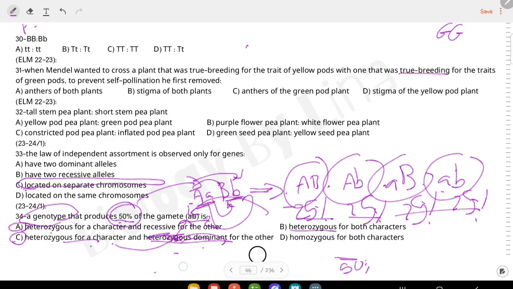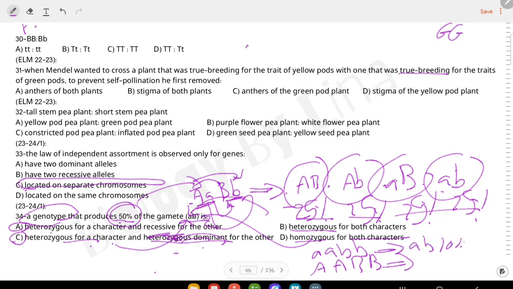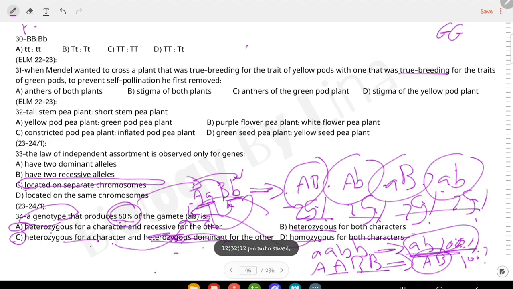What about the last one, which is homozygous for both characters? It means, for example, A small, A small, B small, B small, or A capital, A capital, B capital, B capital. This is homo for both characters. This one will only produce A small, B small, which is 100% A small, B small. And this one, all of the gametes will be A capital, B capital, 100%. So this is also incorrect, because all of the gametes will be A small, B small, not 50% of them.